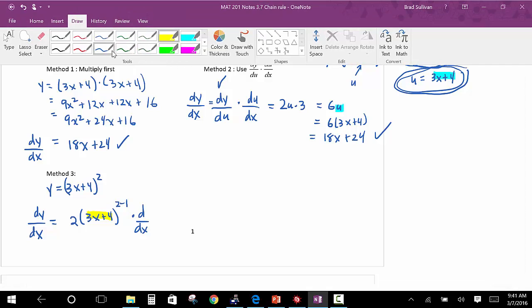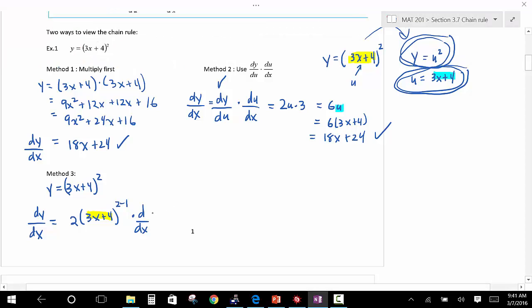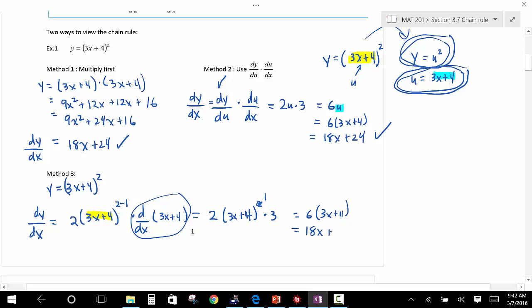Okay, so this is what you're going to end up doing then, is you're going to multiply by the derivative of 3x plus 4. Okay, and once you get the hang of this, this is the way you're going to start thinking of this. So what is this? This is 2 times 3x plus 4 to the first. You don't change that. You just write it down. And then what's the derivative of 3x plus 4? That's 3. So notice what you end up getting on this, and that shouldn't be a 2, that should be a 1. So you end up getting 6 times 3x plus 4. So you get the same answer. You get 18x plus 24.